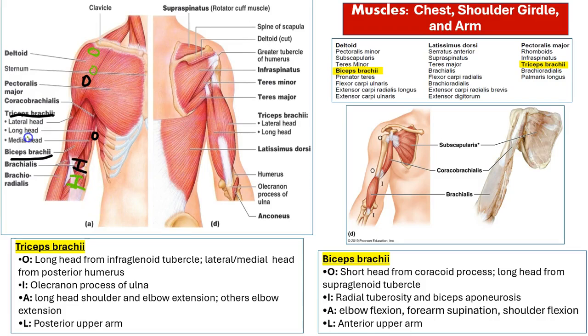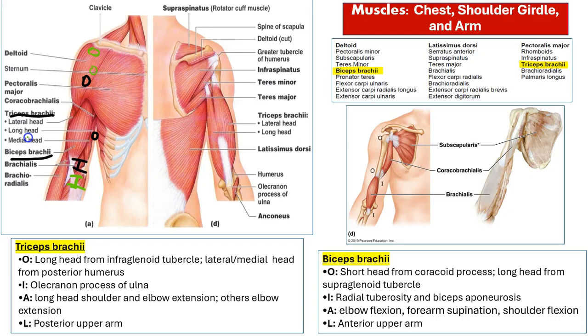Okay. So what does the biceps brachii do? Elbow flexion, which we know is one of the prime movers there. Forearm supination, so supine versus pronation. Remember those details. Palms up, palms down. Shoulder flexion, and where's it located? The anterior upper arm. So the triceps brachii is a posterior upper arm. The biceps are in front of it. It's in the anterior upper arm.